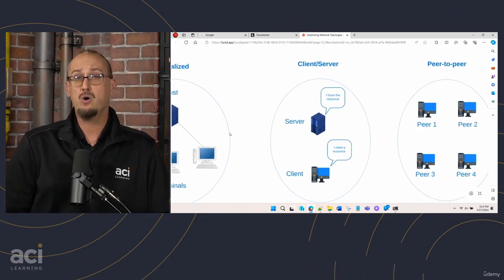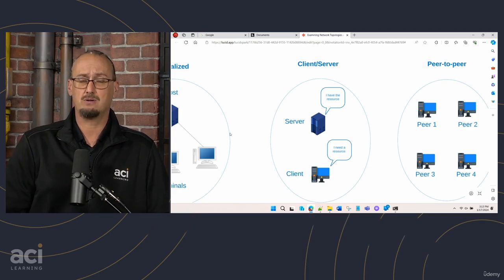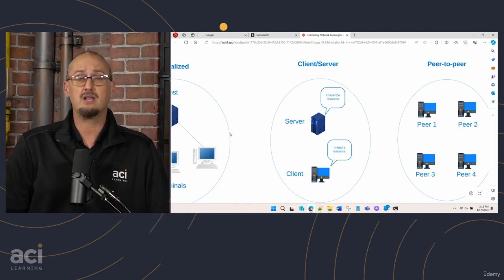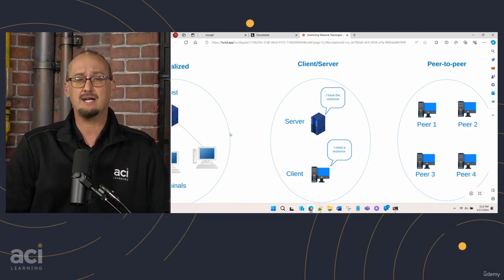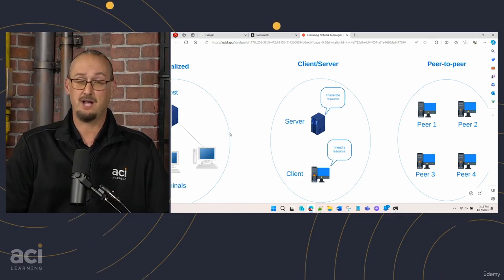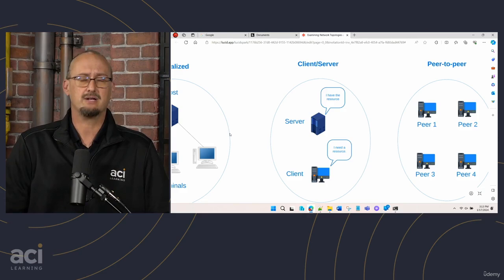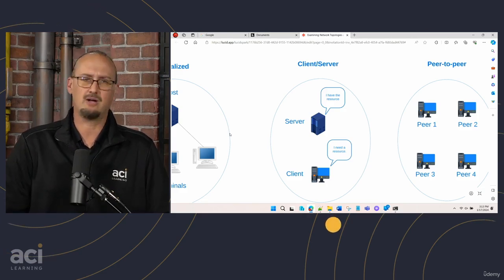All right, in the host model, the centralized model, that host controls everything. In the client-server model, you have clients. A client is just an operating system that is requesting a service. Hey, I need a file out there. In my case, I said, hey, I need a resource. Could be a file, could be a website, could be any number of things.